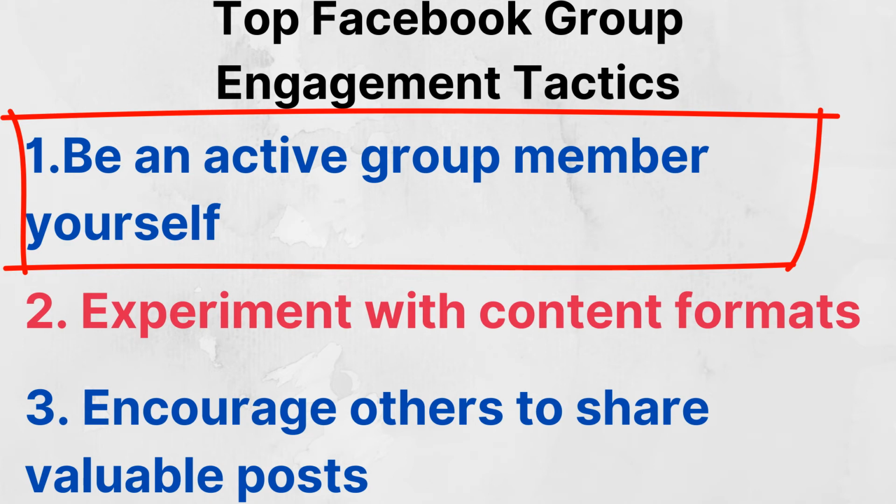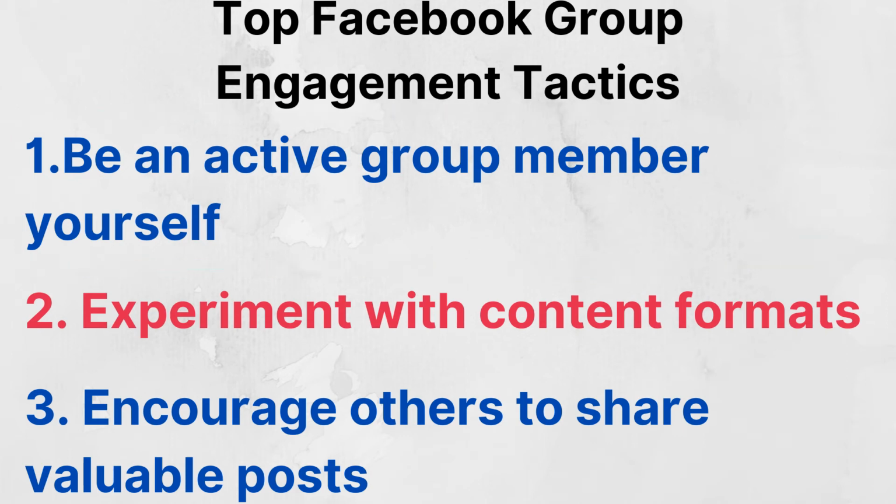The second thing is to comment on all Facebook group posts. A great sign for engagement is when people are not only sharing posts, but there is also discussion under the posts. So you can spark the discussion by commenting.